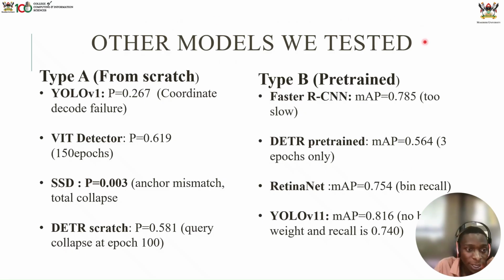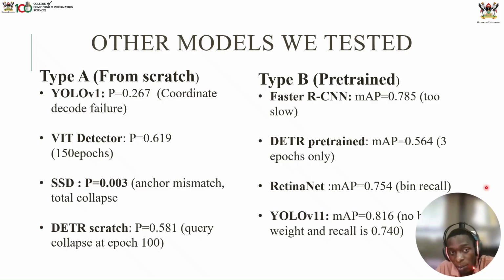Other models that we tested fall under type A and type B. In type A we trained them from scratch; in type B they were pre-trained. From track A, YOLO V1 failed due to a coordinate decoding bug and a 7x7 grid limit with one detection per cell. The vision transformer, the ViT, was actually the best in track A at a precision of 0.619, but required 150 epochs and had no pre-trained weights, so it's not practical. The SSD collapsed entirely with a precision of 0.003 due to anchor scale mismatch. The detection transformer, DETR, from scratch reached an F1 score of 0.459 at epoch 5, then suffered a query collapse. Recall dropped to 0.014 by epoch 100.